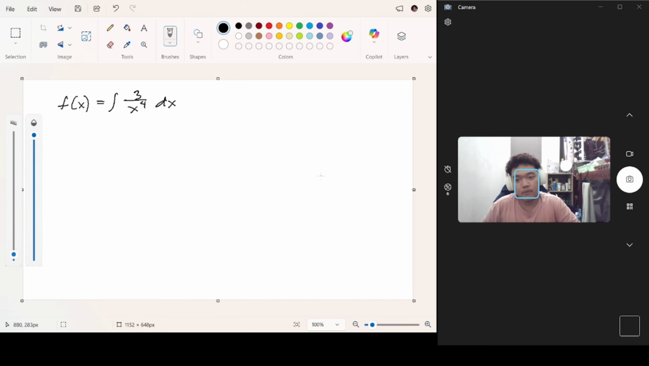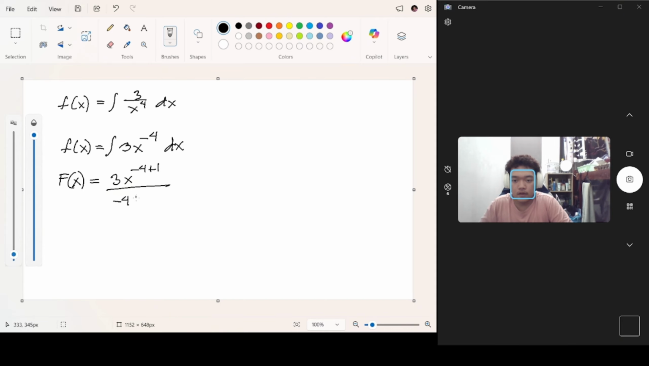So for our next example, we have the function f of x is equal to the integral of 3 over x to the power of 4 dx. In this function, we can rewrite it as the integral of 3x raised to the power of negative 4 dx. So now we can apply our power rule. So the solution shall be f of x is equal to 3x raised to the power of negative 4 plus 1 over negative 4 plus 1 plus c for constant.